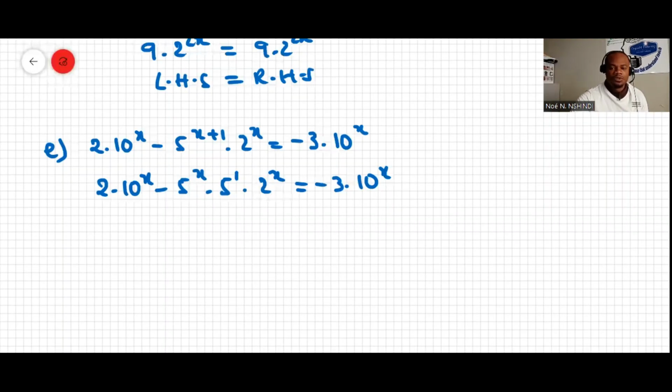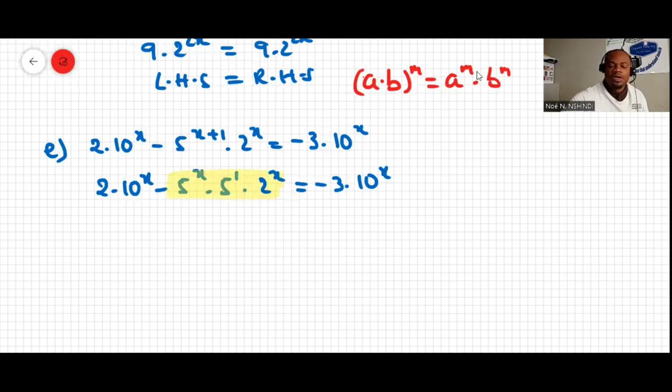Now, I want you to look at this term here. This term, it's a product, right? Now you notice that this is power x, this also power x. So we can combine, we can do 5 times 2. Remember this law of exponents, let me write it this way. The law is a times b to the power of m equal to a to the power of m times b to the power of m.